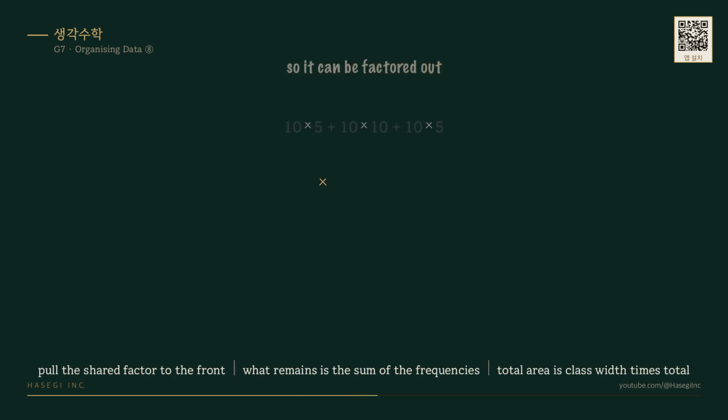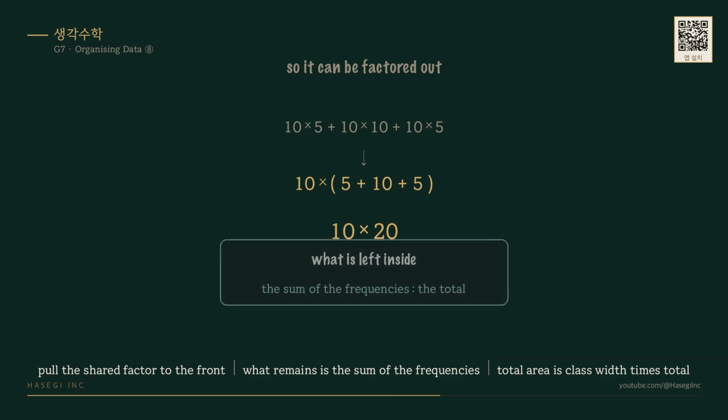Pull the shared class width to the front, and what is left inside the bracket is the frequencies, all added up. And the frequencies added up is the total frequency, which is how many pieces of data there are. So the total area is the class width times the total frequency.